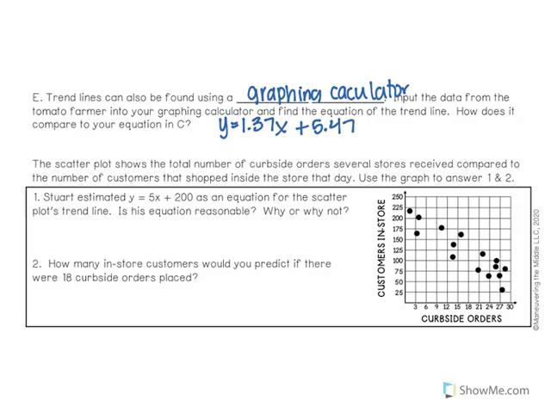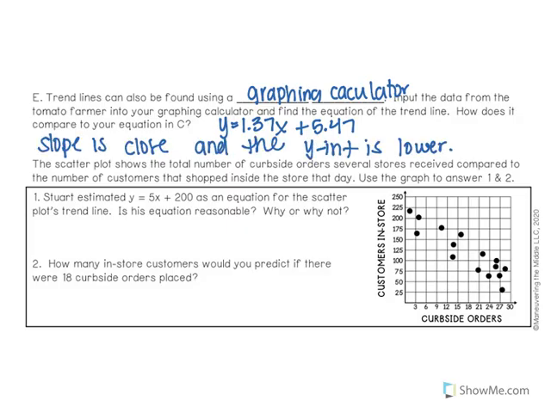Again, that's also rounded. The slope of the estimated line is close to the calculator line, and the y-intercept is lower than the calculator line. So again, there's a lot of estimates because it's a prediction.